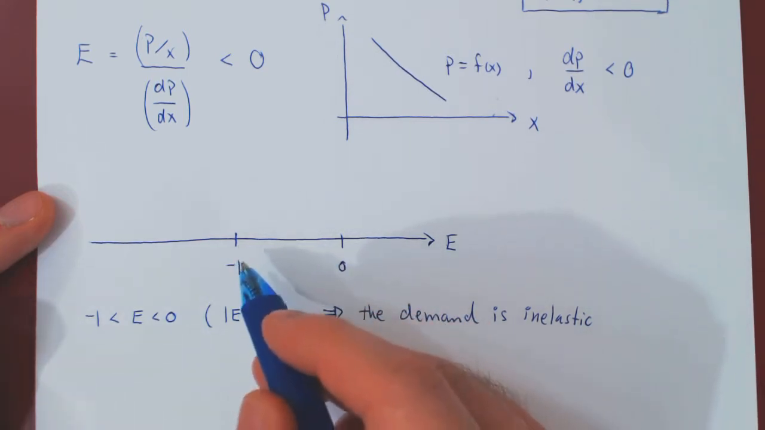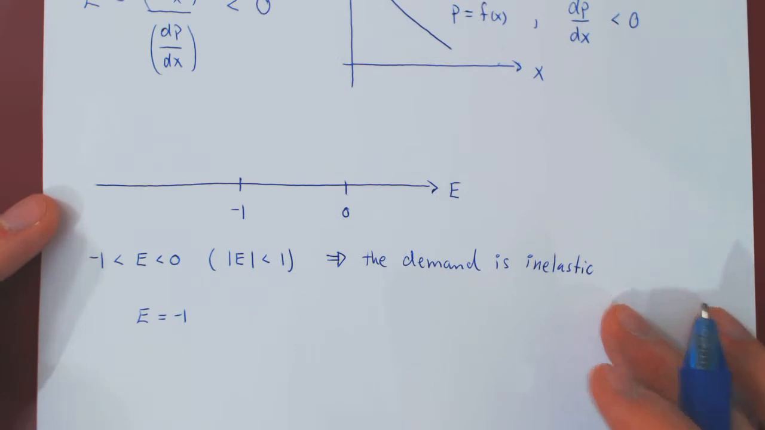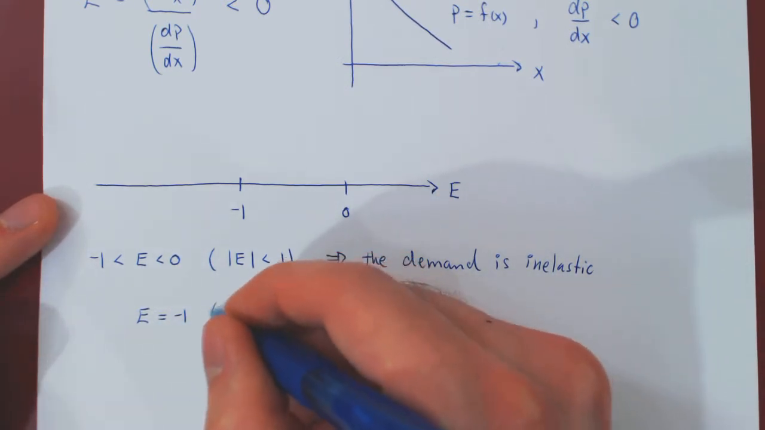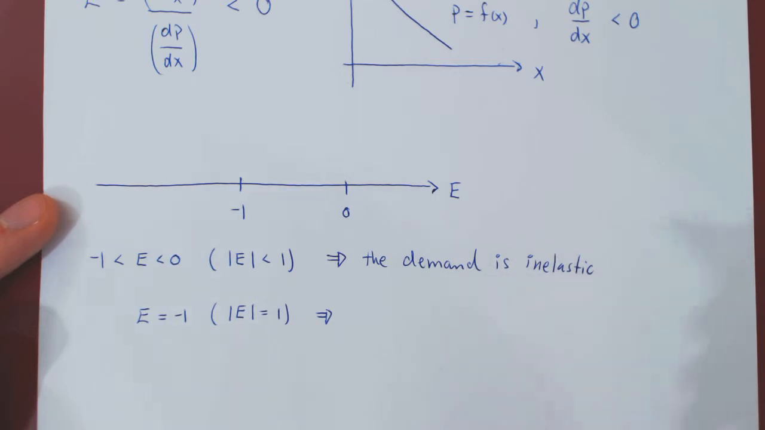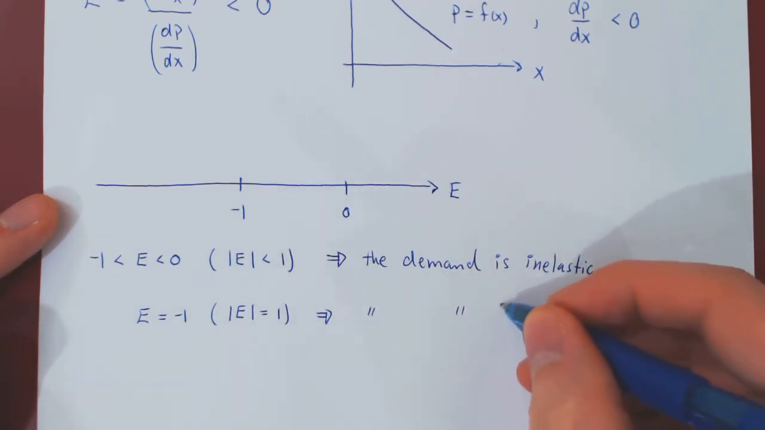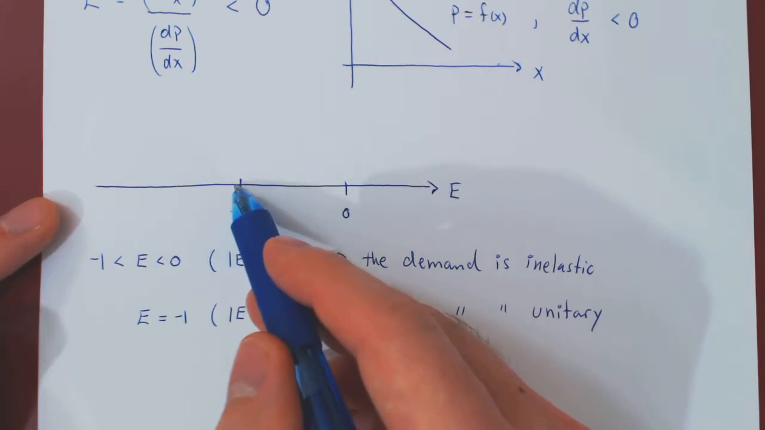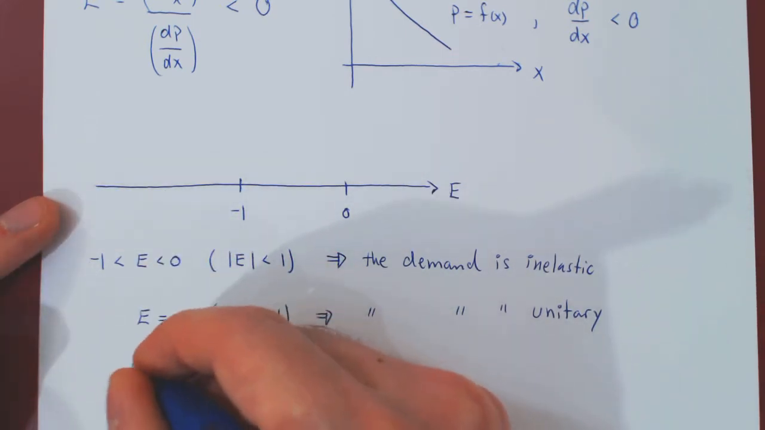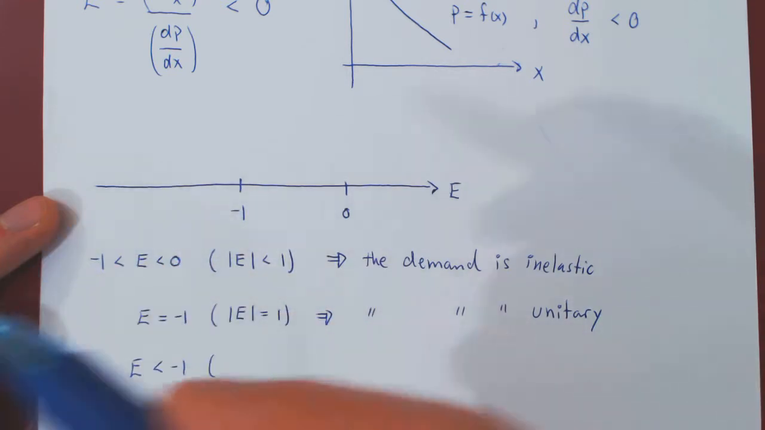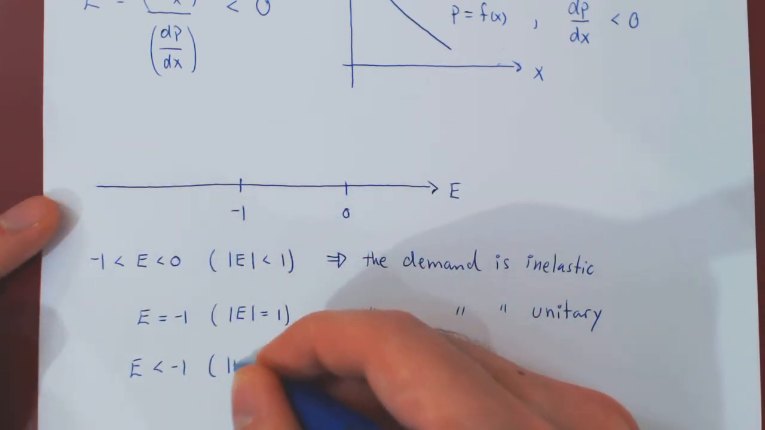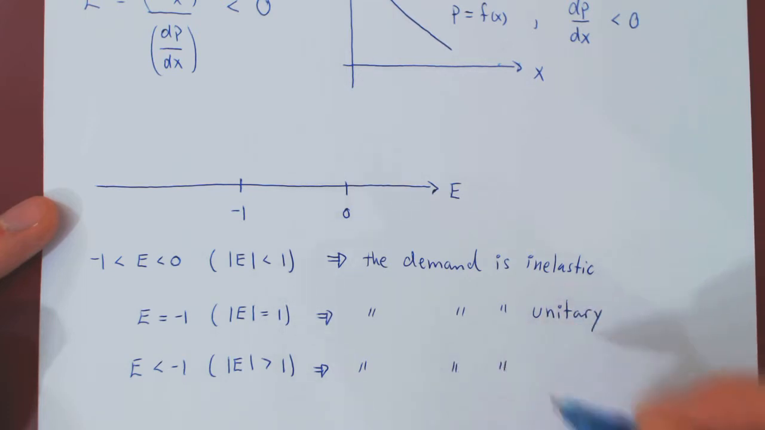Well, the other possibility is E is exactly -1. Very small, but nonetheless important category. If E is exactly equal to -1, that's the same as saying that in absolute value, E is equal to 1. And in this case, we say the demand is unitary. And finally, the only other possibility is E is strictly less than -1. Equivalently, if E is less than -1, then its size is bigger than 1, so the absolute value of E is bigger than 1. And in this case, we say the demand is elastic.